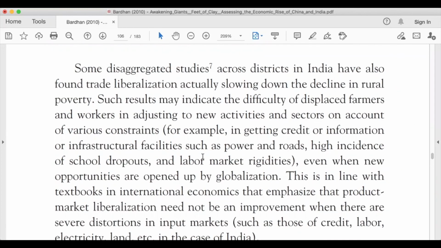2005-2006. Similarly, disaggregated studies across districts in India have found trade liberalization actually slowing down the decline in rural poverty. Such results may indicate the difficulty of displaced farmers and workers in adjusting to new activities and sectors on account of various constraints, for example, in getting credit or information or infrastructural facilities such as power and roads, high incidence of school dropouts, and labor market rigidities, even when new opportunities are opened up by globalization.